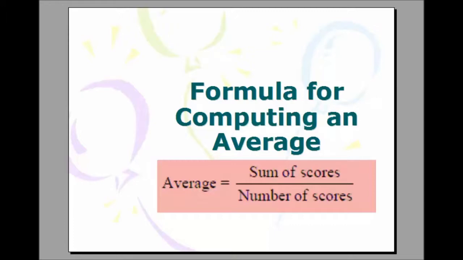The formula for computing an average is the average equals the sum of scores over the number of scores. In any problem in which you are asked to find an arithmetic mean or you are working with an arithmetic mean, always find the sum of scores first.